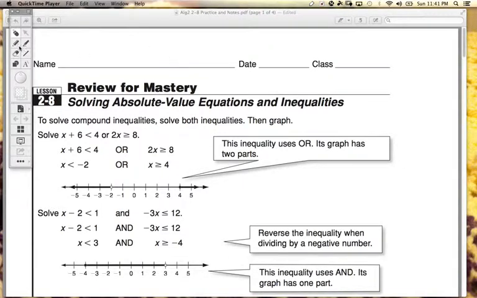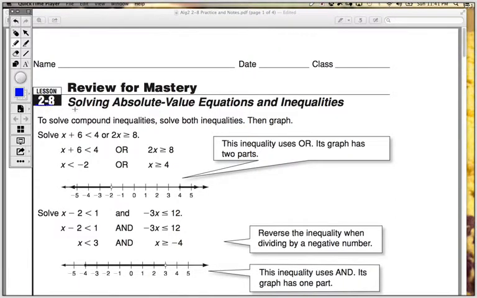Okay, Algebra 2, we're looking at section 2.8. And the big idea here is solving absolute value equations and inequalities. So what does that mean? Solving equations, but we've got inequalities. That means we're dealing with this kind of stuff: greater than, less than, greater than or equal to, all that kind of thing.